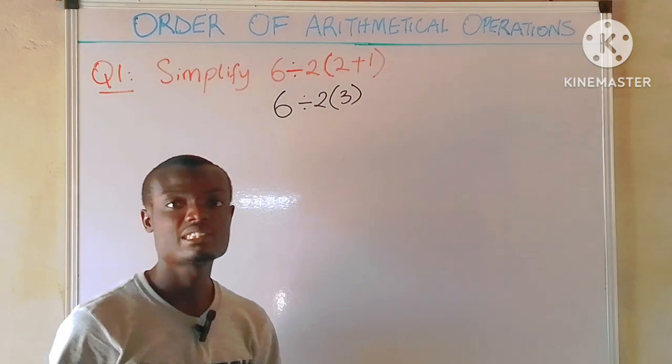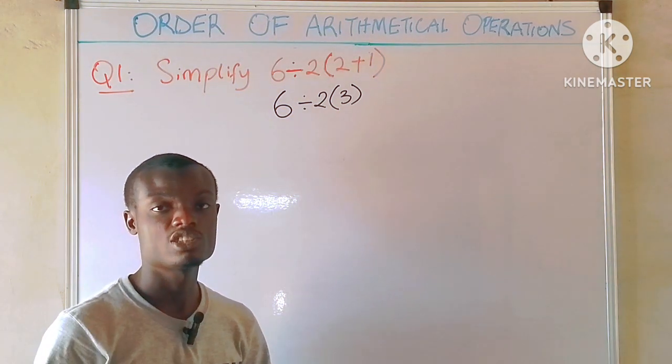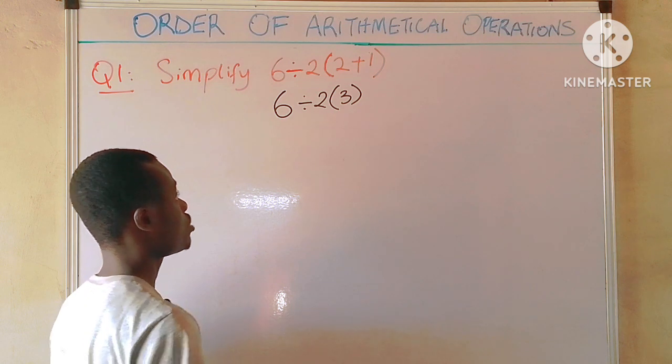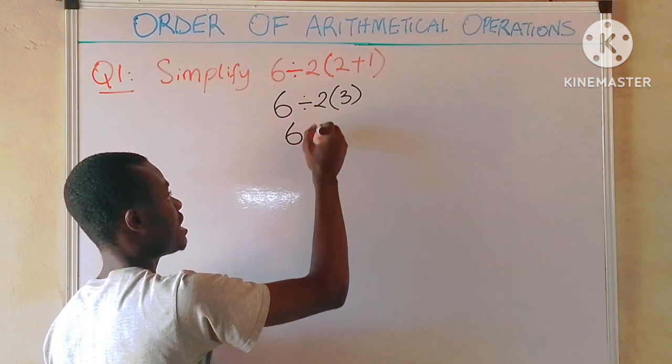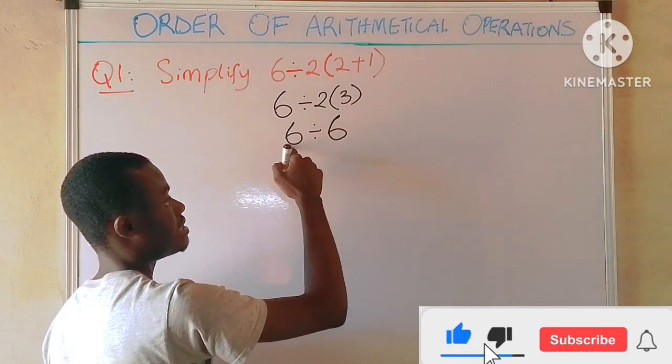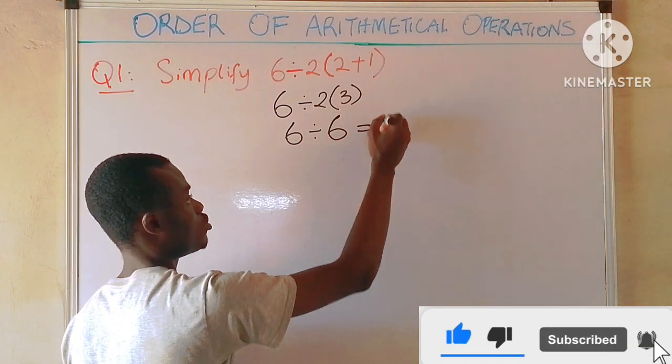So in mathematics, bracket simply means multiplication. So it simply means 2 times 3. So this becomes 6 divided by, the product of 2 times 3 will give us 6. And 6 divided by 6 is equal to 1.